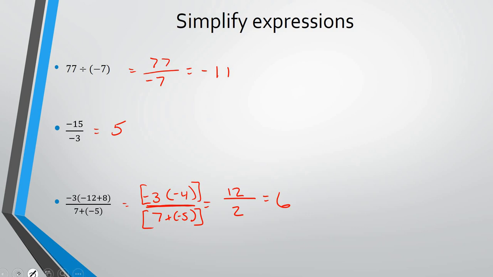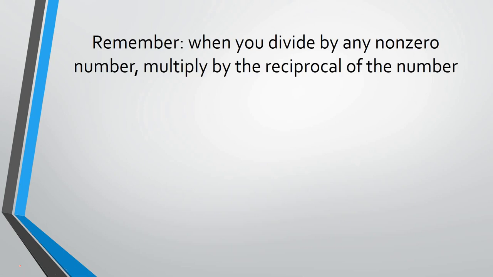Okay, one other thing we want to talk about with division is that division is actually multiplication by the reciprocal. 12 divided by 2 is the exact same as 12 times 1/2, the reciprocal of 2. So let's look at that. When you divide by any non-zero number, multiply by the reciprocal of the number. We should all know what reciprocal means. If you don't know, ask me in class.